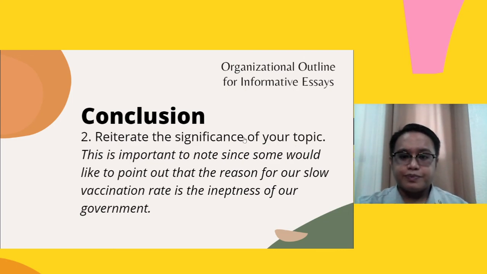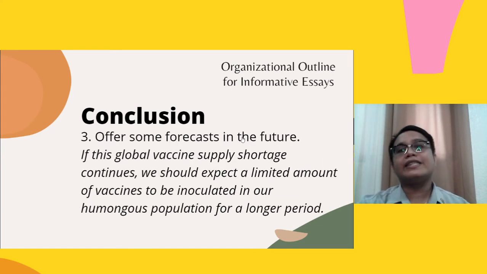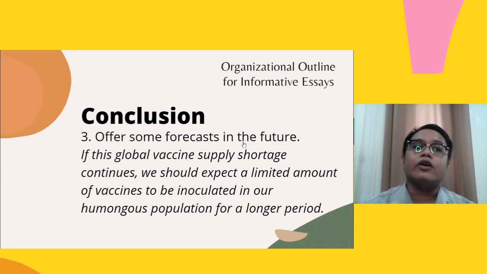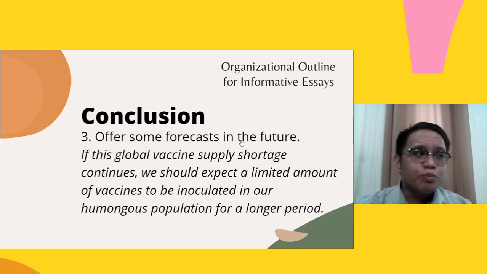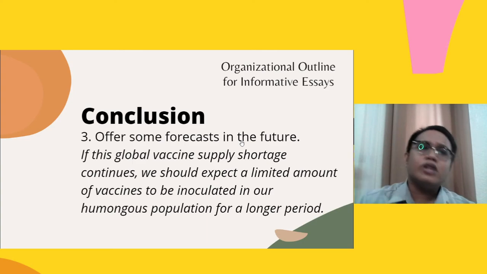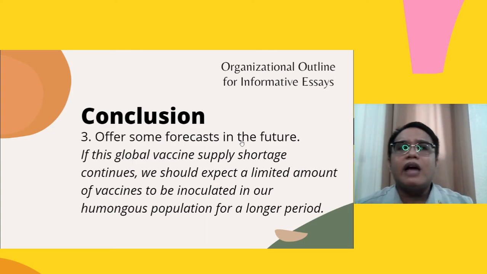Number 3, offer some forecast in the future. So, if the global vaccine supply shortage continues, we should expect a limited amount of vaccines to be inoculated in our humongous, in our big population for a longer period of time. Okay? So if magdugay pa ni atong shortage of vaccine supply, dugay gyud ta mahuman. If this continues, then we will achieve the herd immunity a longer time. Okay? So that's our conclusion.